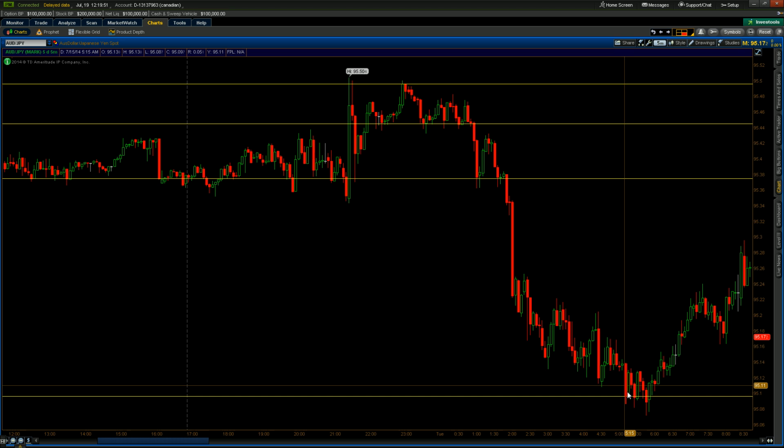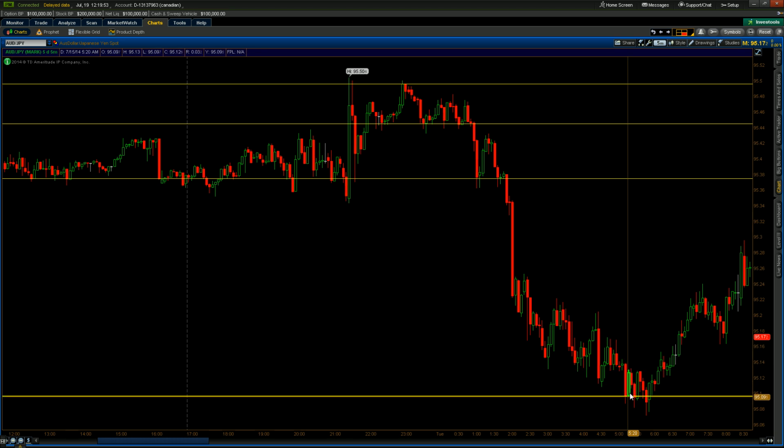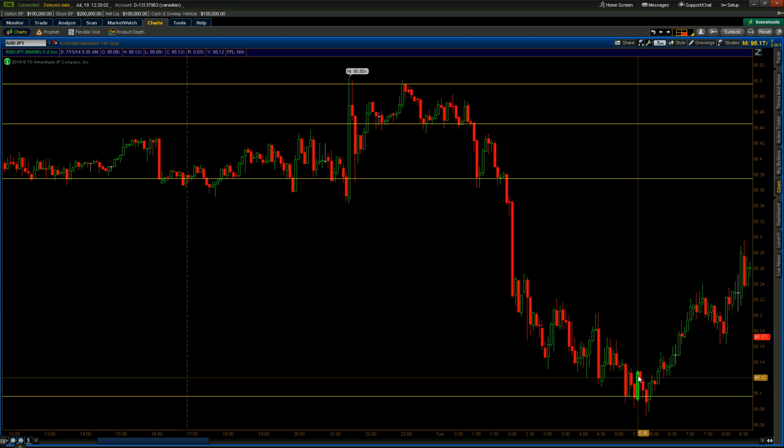Here's one right here where it came down, it bounced up sharply, and then when it came down here, waited for it to close, saw how close it is to that line, and maybe made a decision to do a call option for 5 minutes, and you would have been in the money with that one as well.